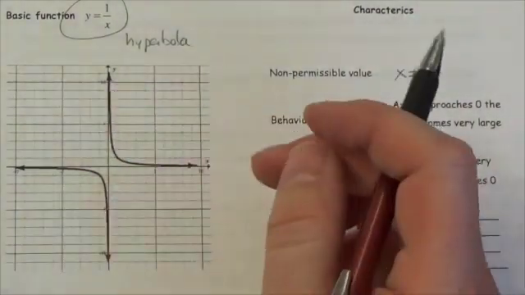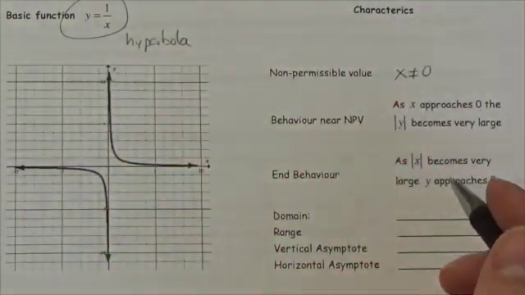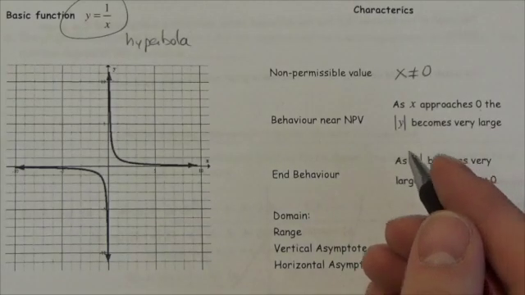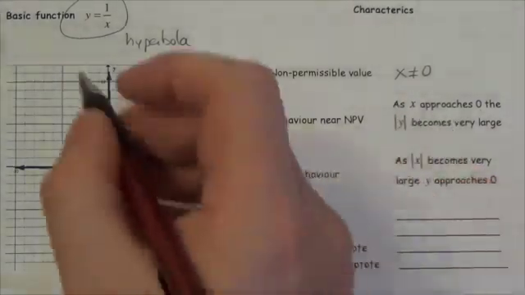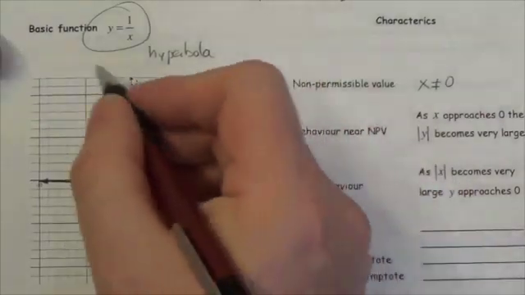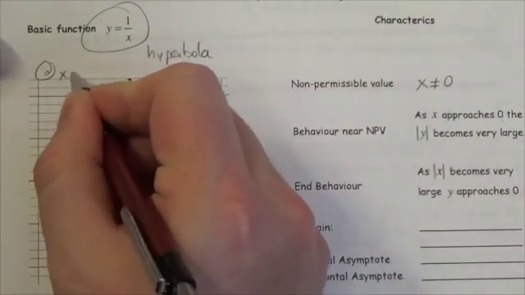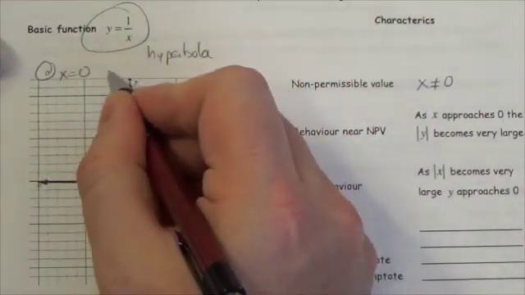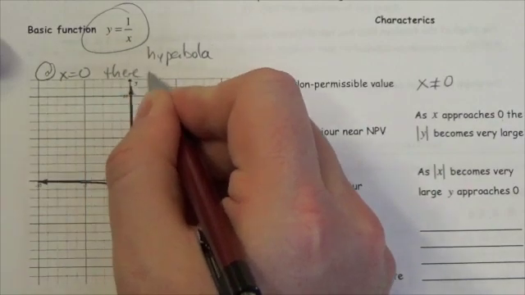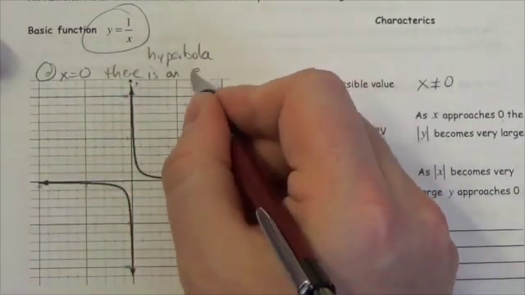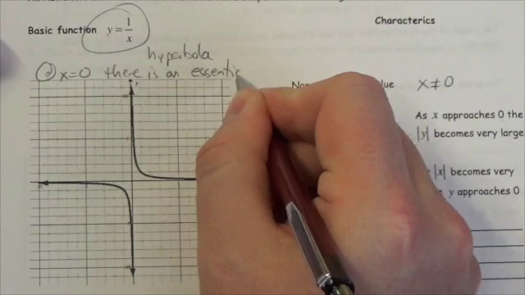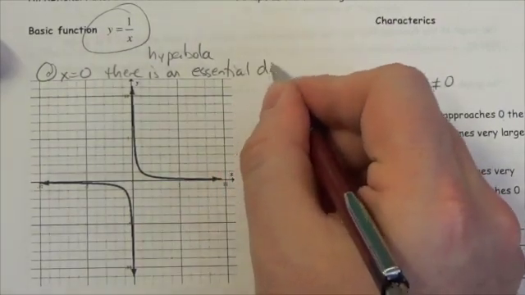There's a hole here, a place where the graph becomes discontinuous, if you will, okay? And in fact, what we would say here, if you want to give it some vocabulary, we would say that at x equals 0, there is an essential discontinuity.